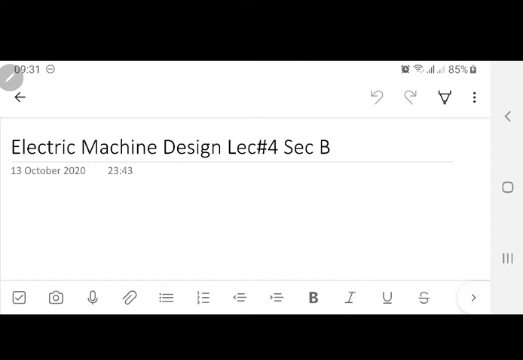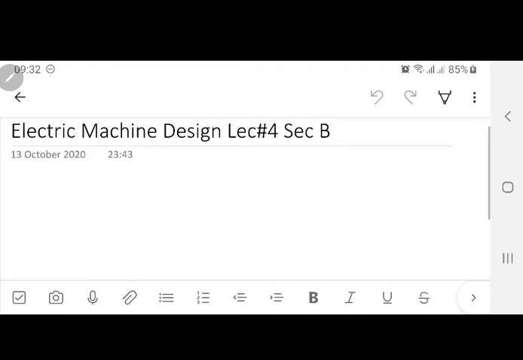Just a few more concepts which we are going to add to our transformer design, or the core design, and then I'm going to do one numerical from chapter number 7 of your R.K. Agarwal book, and hopefully the core design is then complete from my side, and then I will be moving on towards the winding design. So today we are talking about a little bit more leftover details of the core design of a transformer, and then we will do one numerical.